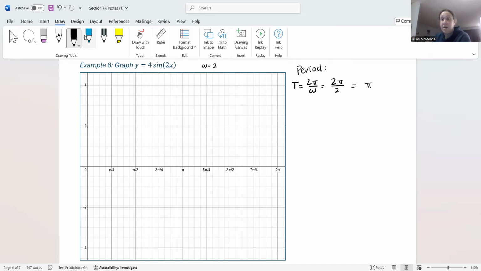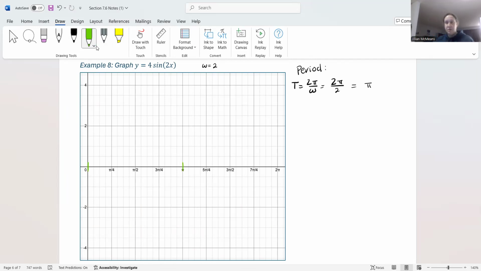So that means instead of repeating every 2 pi, it's going to repeat every pi. So this is kind of speeding up the graph. It's going to repeat more frequently is what I mean by that. Okay? So we know our new period is pi. So what we want to do is focus first on this region. I'm going to use green. We're going to focus first on this region from 0 to pi.